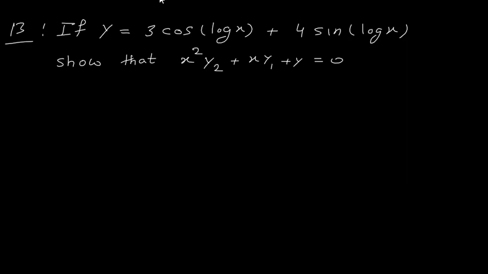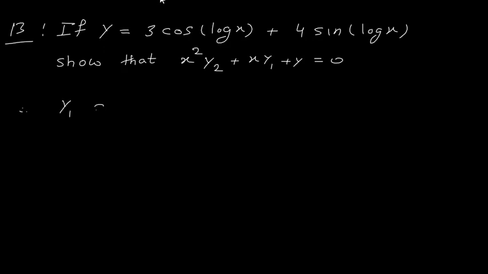So here the 13th problem is, if y is equal to 3 cos log x plus 4 sin log x, then we have to show that x square y2 plus x y1 plus y equals 0. Now what is this y1? y1 is the derivative of y and y2 is the second derivative of y. So in the solution I will proceed in that way only.